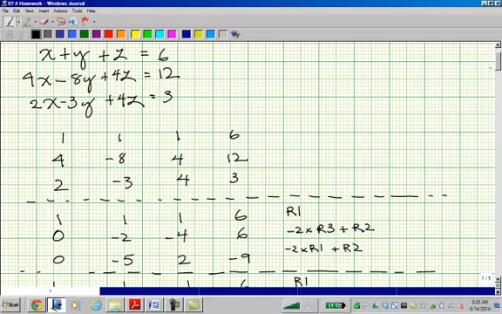Now to get a 0 in the second row, I'm going to take negative 2 times R3, right here, and combine it with R2. And then to zero out this number here, the 2, I'm going to take negative 2 times R1, so I'll make that a negative 2, and combine it with R3, and then I get this row here. I'm sorry, I take negative 2 times R1 and combine it with R3. That's a typo.